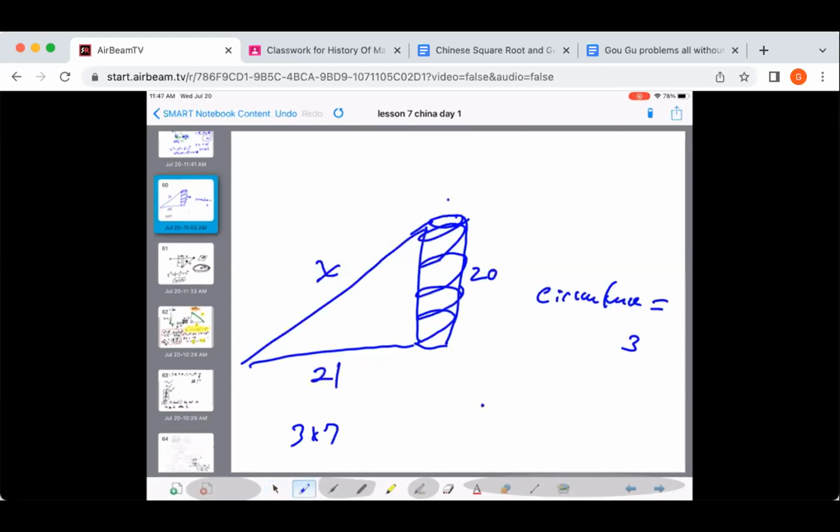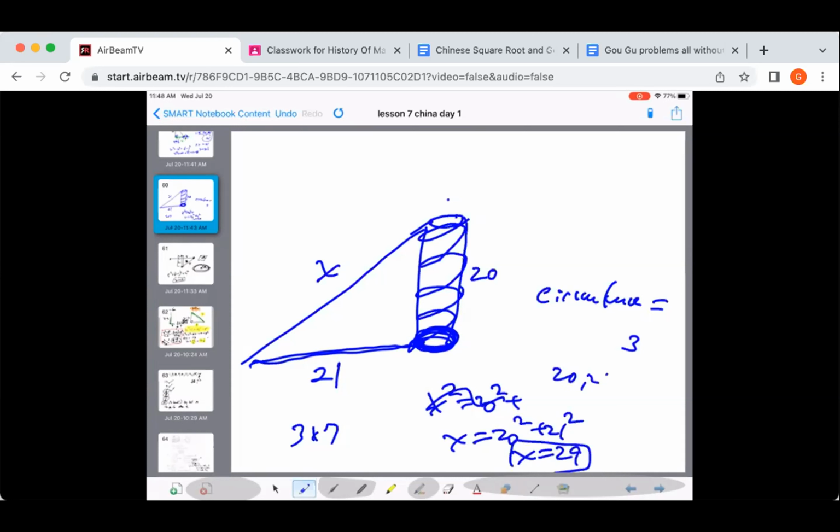Sometimes I imagine, what if it wasn't winding up? What if it was all on the bottom here, and you went 7 around? When you unrolled it, this would be 21, 3 times 7. And then you end up with a right triangle. X squared equals 20 squared plus 21 squared. X ends up being 29. Nice number. That's the 20, 21, 29 right triangle.